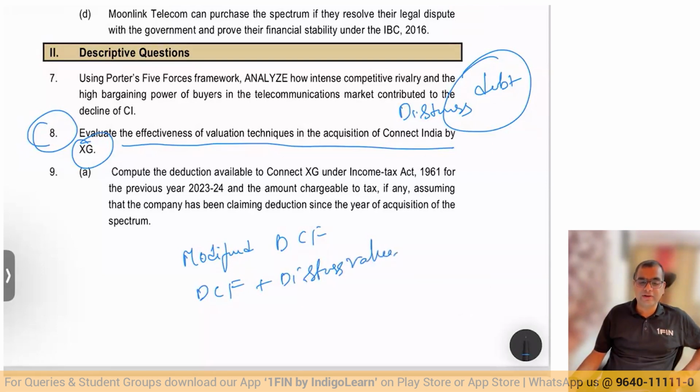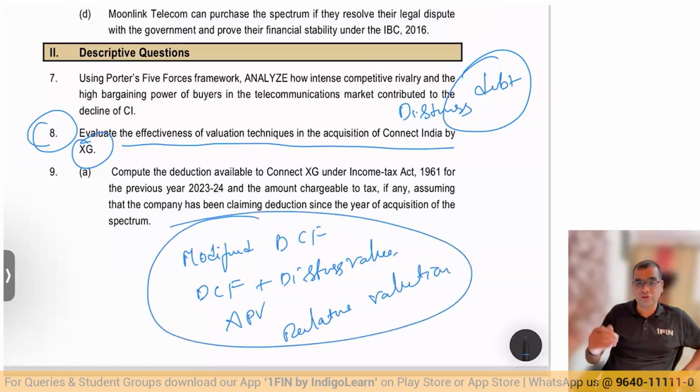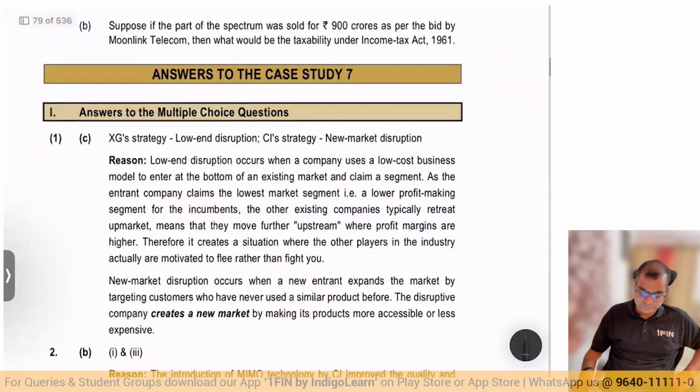Okay, then after that, you have adjusted present value. And then finally, you have relative valuation. Any one of these techniques can actually be used to value the company. So you're required to elaborate on these techniques. Let us see how these techniques work, because there is a good amount of description that you have to give for each of them. Okay, let us see.